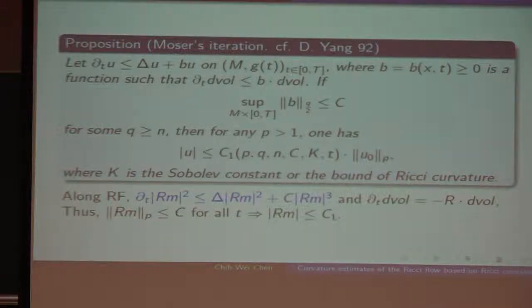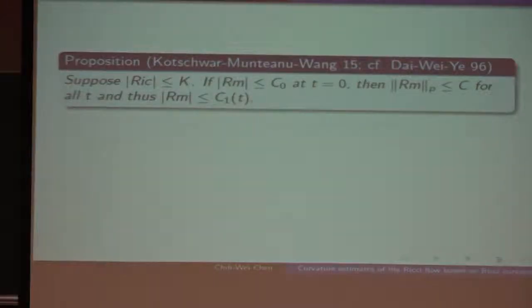This is Moser's iteration, and for example, for Ricci flow, we have this inequality for the curvature operator. So it looks like this, right? And you just take B to be the curvature operator. Then it says that if the curvature operator has a spatial integral bound for all t, then it is bounded pointwise. Okay, and in fact, I think all of the authors are here, Cascini, Montiano and Wang. They prove that along the Ricci flow, if you have a Ricci bound and the initial curvature bound, then the LP bound of the curvature operator holds for all t. Then you can use Moser's iteration to get the pointwise bound.